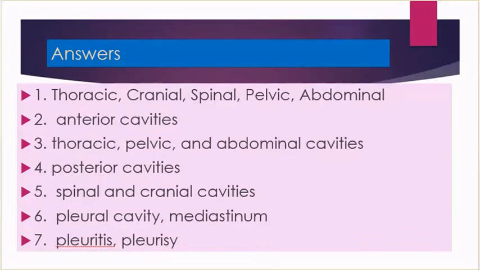Number 1, thoracic, cranial, spinal, pelvic, abdominal. Number 2, anterior cavities. Number 3, thoracic, pelvic, and abdominal cavities. Number 4, posterior cavities. Number 5, spinal and cranial cavities. Number 6, pleural cavity, mediastinum. Number 7, pleuritis, pleurisy.